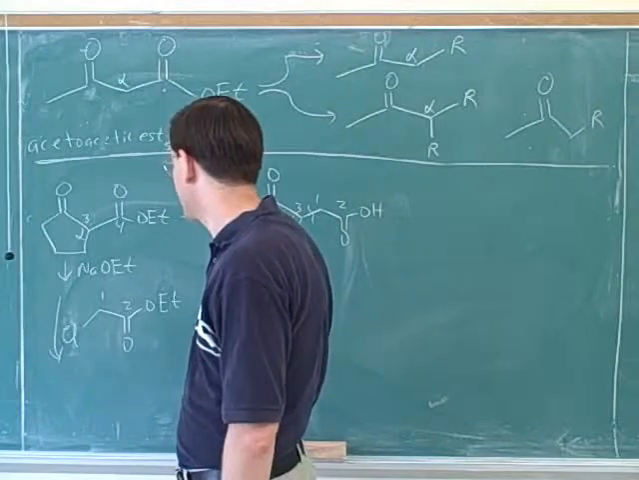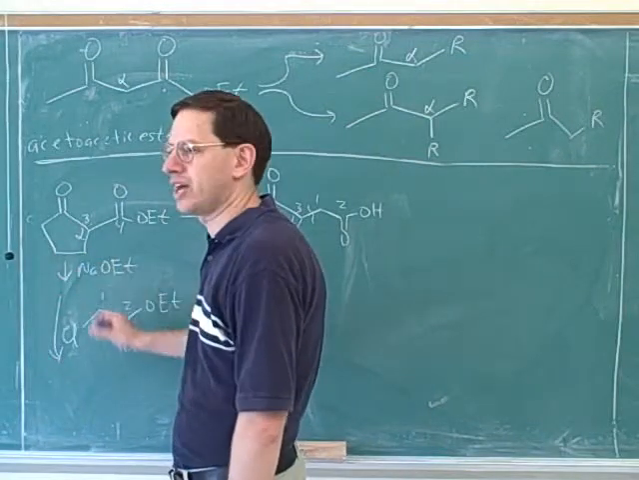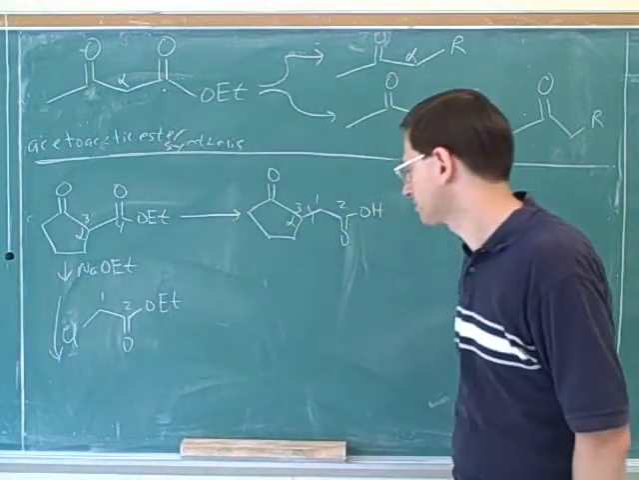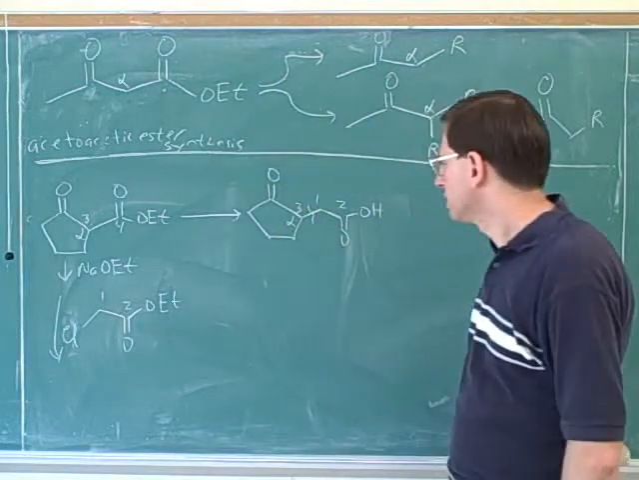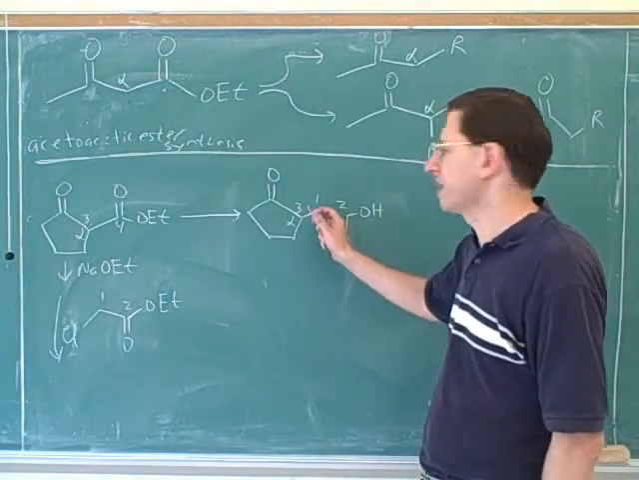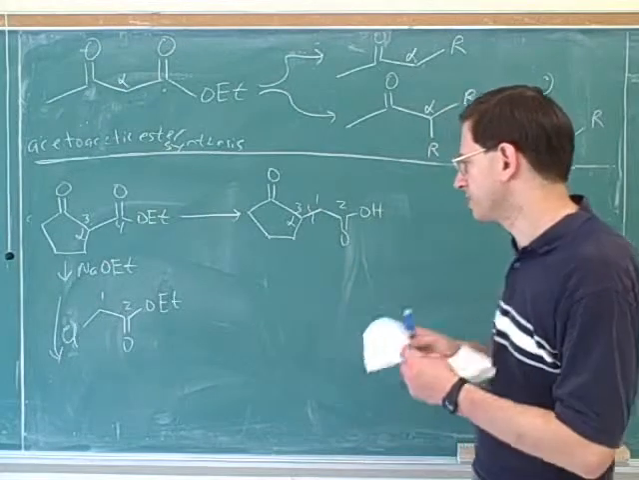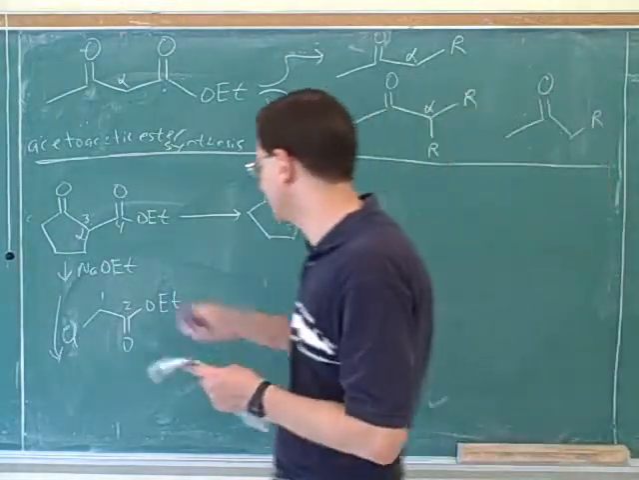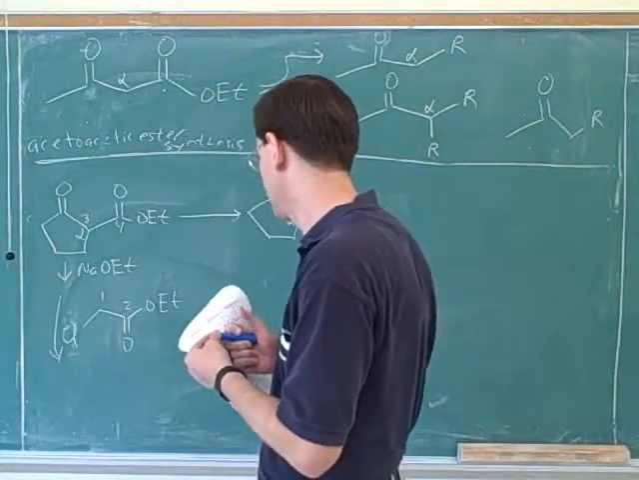So now let's draw the product that we would get after these two steps. And let's try to draw it so it looks as much like our destination as possible. So what's going to be our product after these two steps?